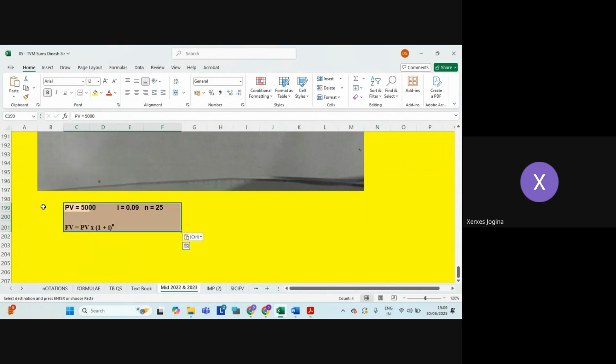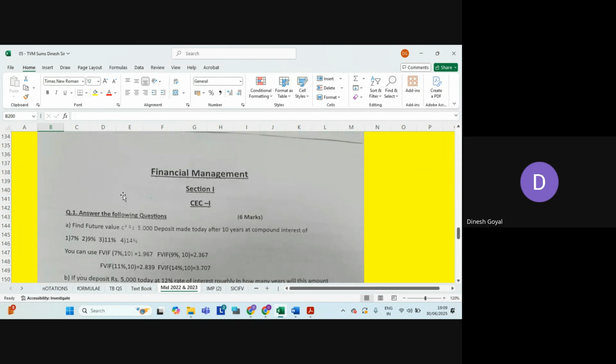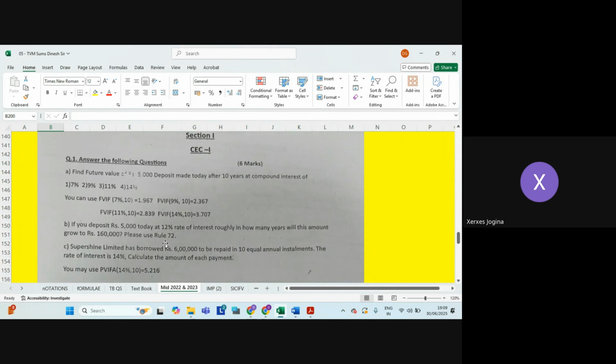No, no, I'm saying, sir, first we'll do this sum. So just give us 5 minutes to solve this sum. Can you just show us the question so that we all can also solve? 5,000 is the present value. N is 10, and you have to find at 7, 9, 11, and 14%. Right?